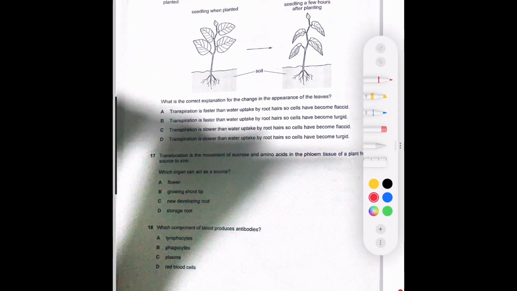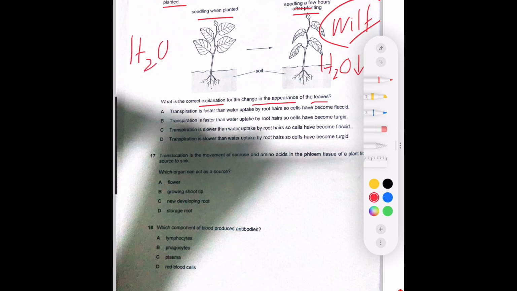Question 16. Instantly from the diagram, we can see that the one on the right is wilting, and the one on the left is not wilting. Wilting occurs because of the loss of water, or water molecules, H2O. The one on the left is fairly maintained and fairly turgid. So what is the correct explanation for the change in appearance of the leaves? Well, they have become flaccid because of transpiration, and thus the answer is A.